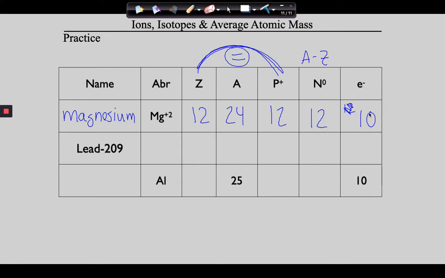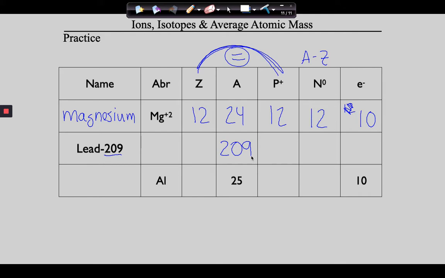Guys, the next one is lead 209. Notice, what does this 209 tell us? It tells us use a mass that is not the average. Guys, if you look up lead on the periodic table, it's element number 82. You'll notice that it has an average mass of 207. When they give us something like this, this is telling us do not use the 207. Use the mass that is indicated. In this case, that's 209.